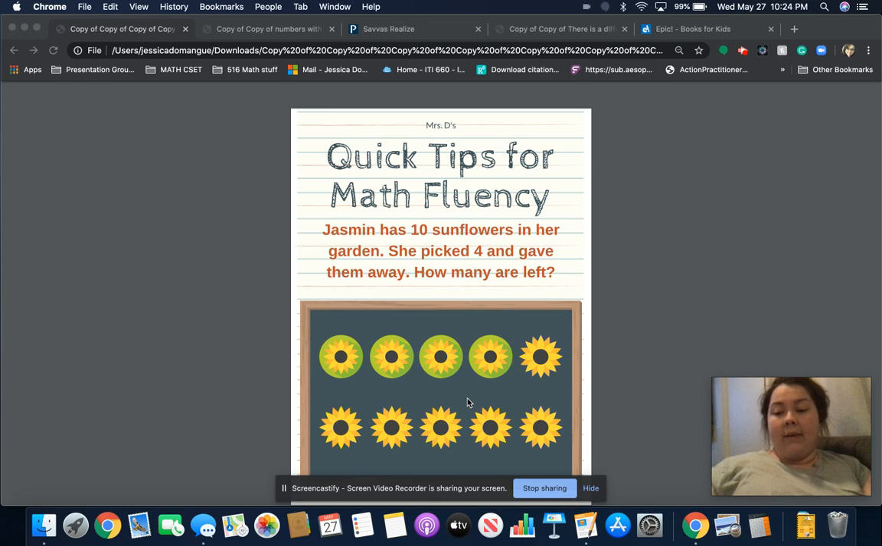We can use a 10 frame. We could use a number bond. We could use tally marks. There's lots of other ways, too, that you could show me that 10 take away 4 equals how much, scholars? Okay, so I would like for you to pause the video and show me all the ways that you can solve 10 minus 4 on your whiteboard, okay?